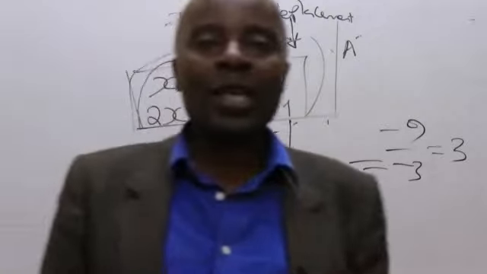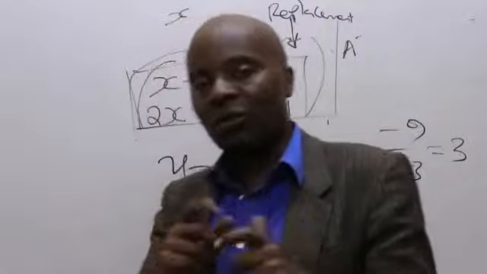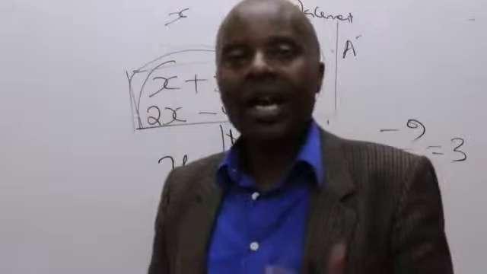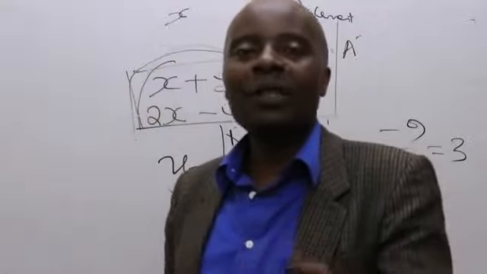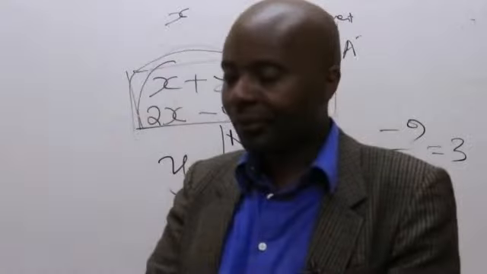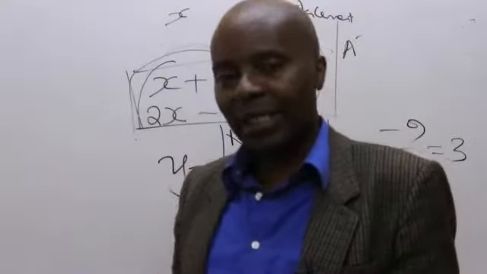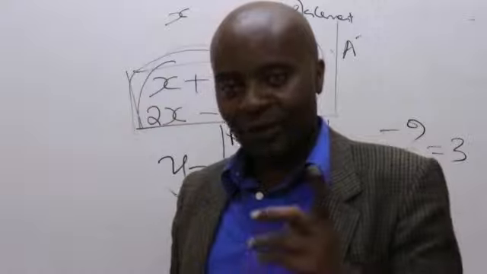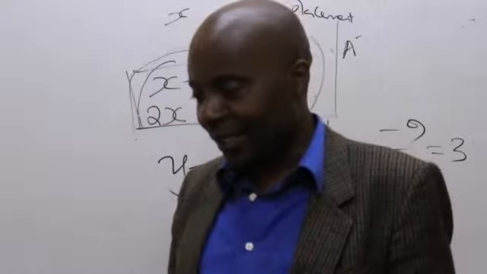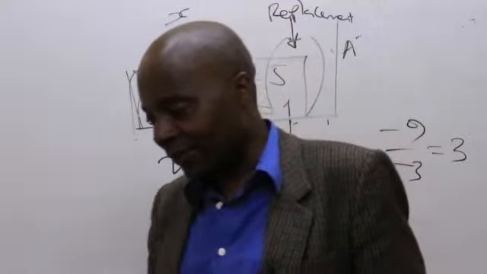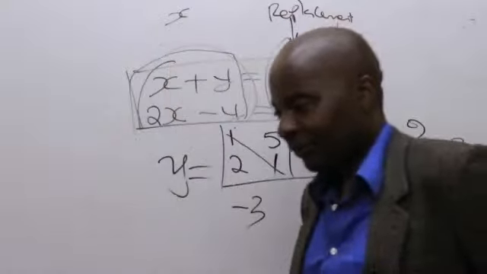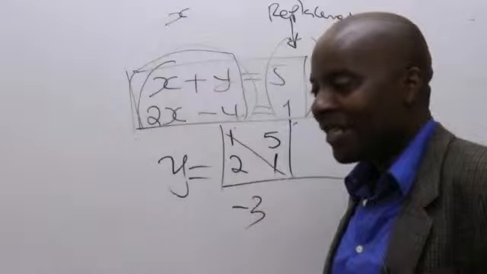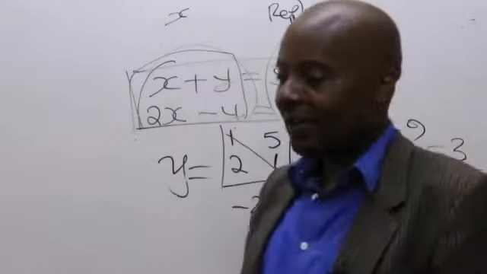Now, between the inversion method of getting simultaneous values, X and Y, and the Cramer's rule, which method do you think is better? Is it Cramer's or inversion method? Cramer's is easier, yes.